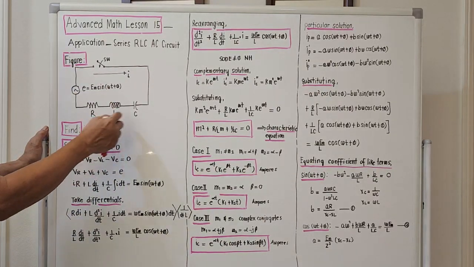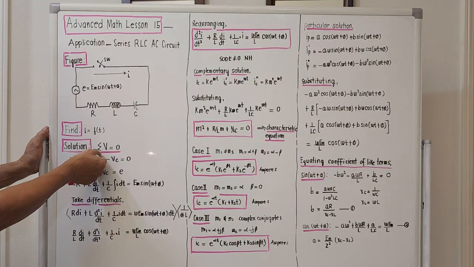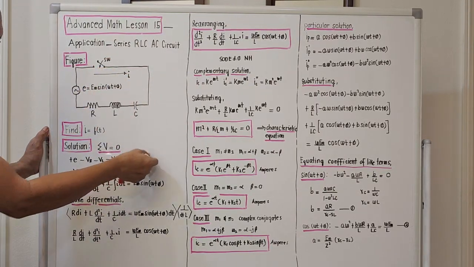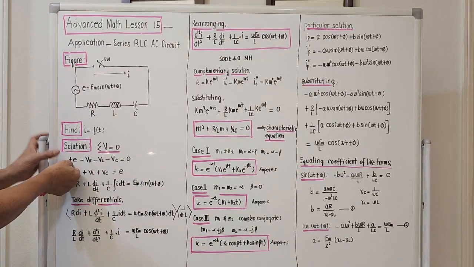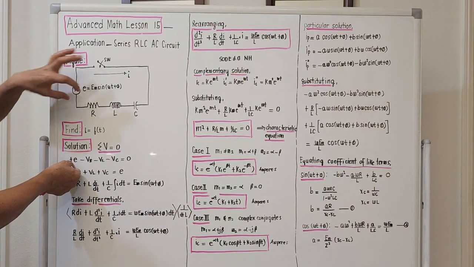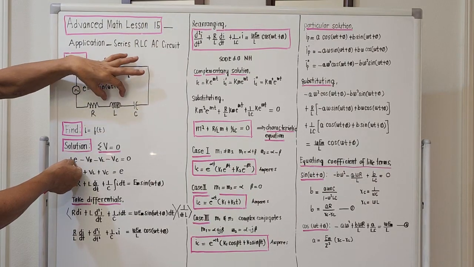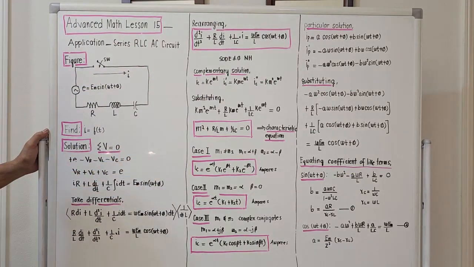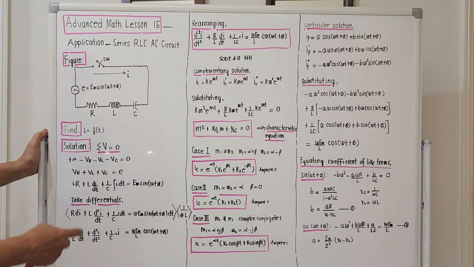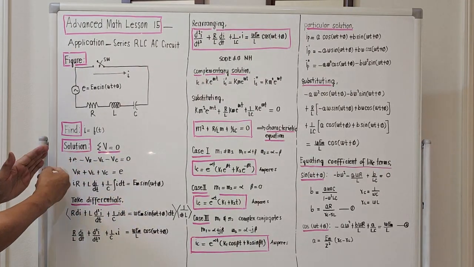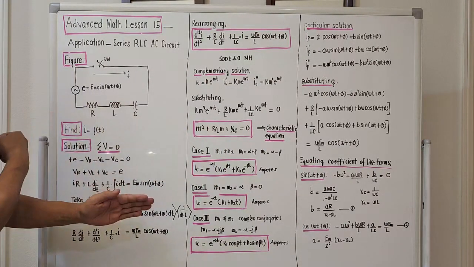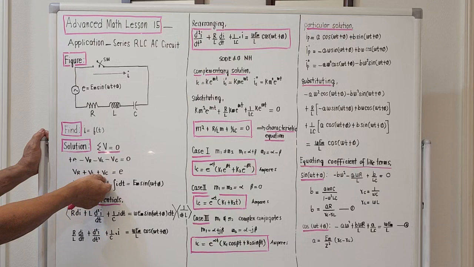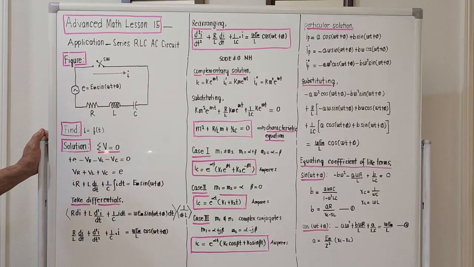To find current as a function of time, as always, we will take the summation of voltages around the closed loop as we close the switch, and this should be equal to 0. That is plus E minus V sub R minus V sub L minus V sub C, and this should be equal to 0. Okay, all the negative terms on the left, I will put on the right, then I will rearrange. So what will come out will be V sub R plus V sub L plus V sub C, and this should be equal to E.